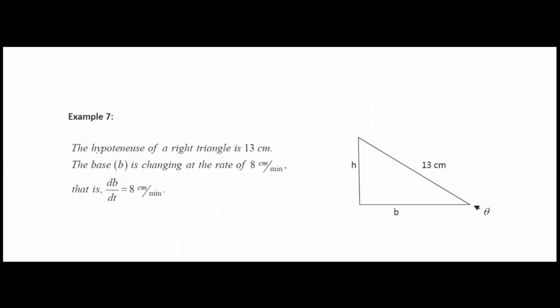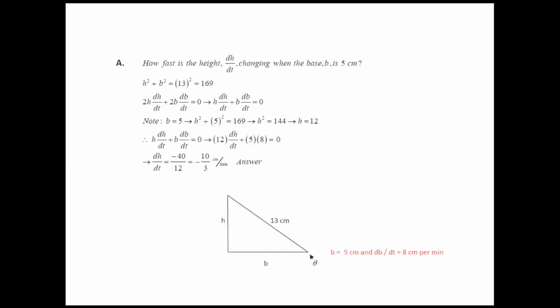Now let's look at example 7. We're given a triangle. The hypotenuse of a right triangle is 13 centimeters. The base, we're calling B, is changing at the rate of 8 centimeters per minute. And that is dB dt is 8 centimeters per minute. Now, we have an A part to this problem. How fast is the height, dH dt, changing when the base B is 5 centimeters?